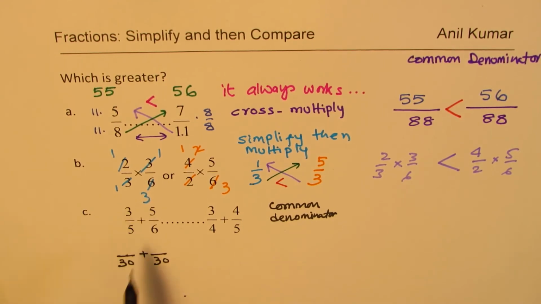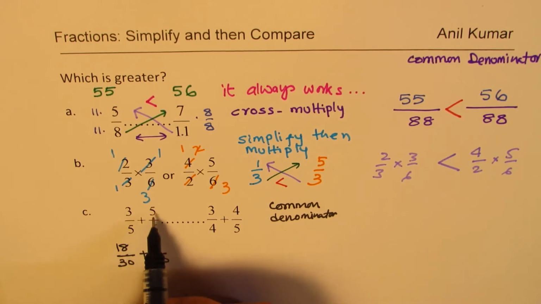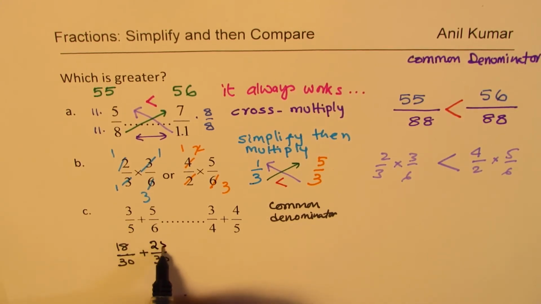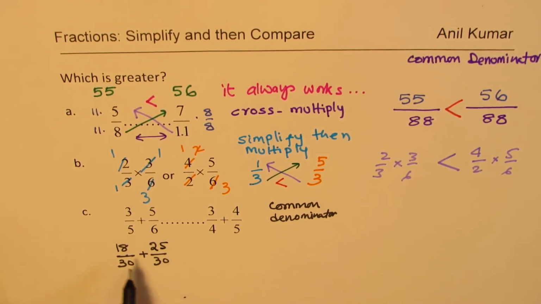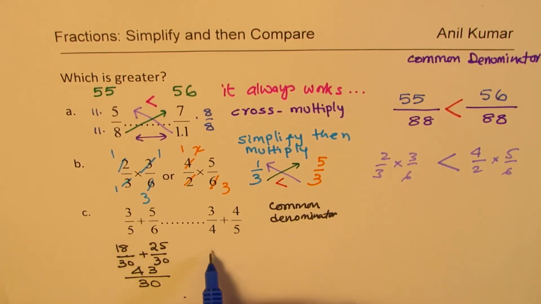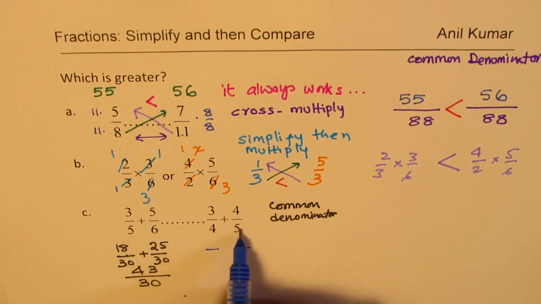How can I make this 30? Cross multiply. 6 times 3, 18. 5 times 5, 25. Right? So now, once you have the common denominator, you can add 25 and 18 with the denominator of 30. 5 plus 8 is 13, carry 1, and you get 3 plus 1, 4. 43 over 30.